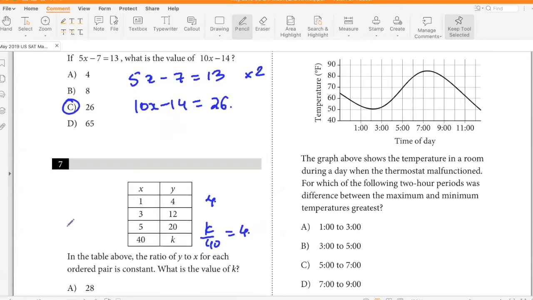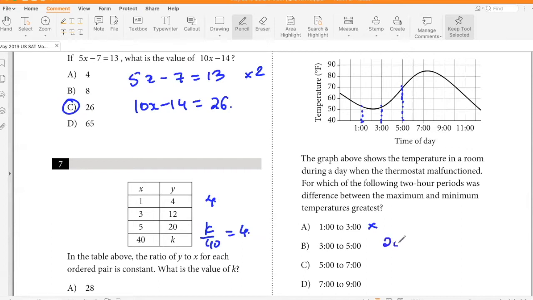The graph above shows the temperature in a room during a day when the thermostat malfunctioned. For which of the following 2-hour periods was the difference between the maximum and the minimum temperature greatest? Okay, so 1 to 3 p.m. Difference between maximum and minimum is not that much. 3 to 5 p.m. Difference between maximum and minimum is about 20.